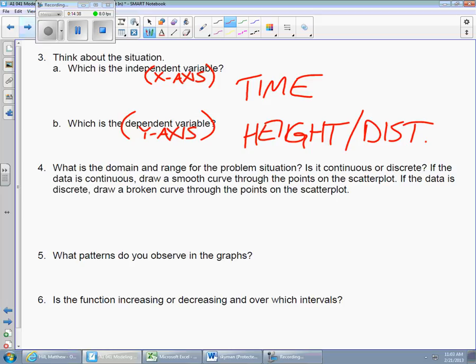All right, now here on number 4, what is the domain and range for the problem situation? Okay, well, a couple pieces of vocabulary there. And again, everybody's responsible for these two terms, which we've seen 100 times, but we still manage to get them confused. Okay, domain and range. Generally speaking, what are you supposed to think of when they throw the word domain at us?